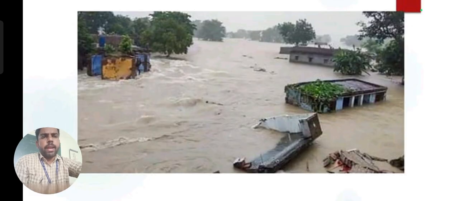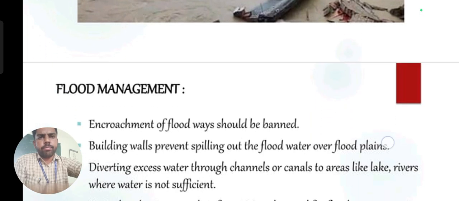The impact of these floods is very high. The recovery rate from this type of disaster is also very difficult, and from an economic point of view, this type of hazard causes very high losses. We have to maintain high frequency.